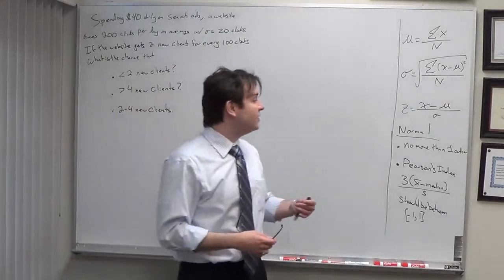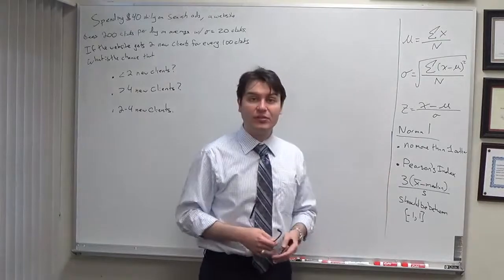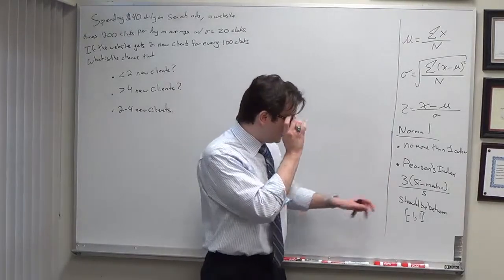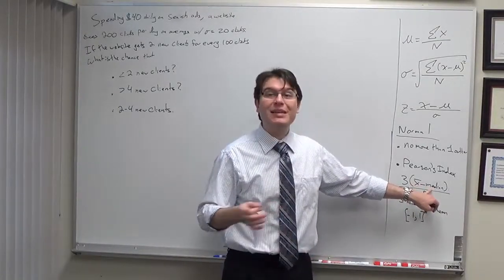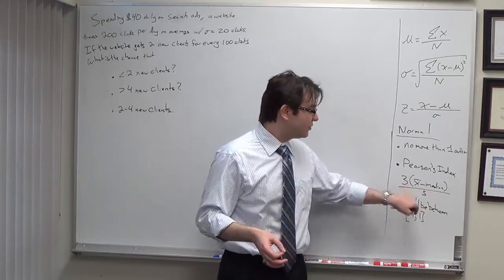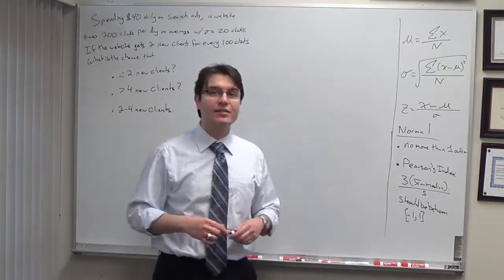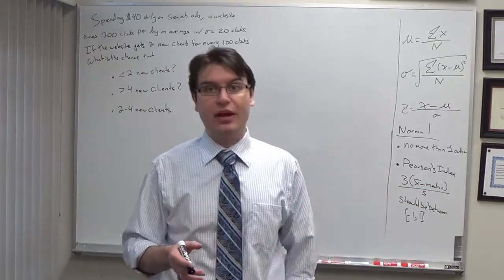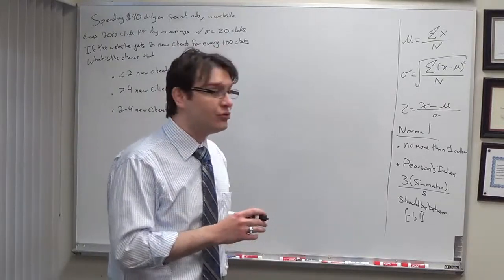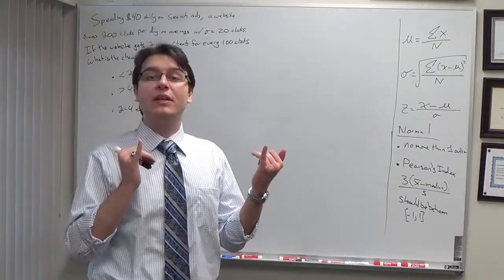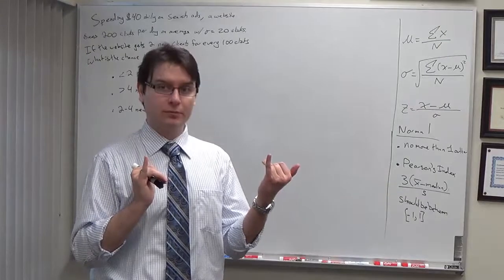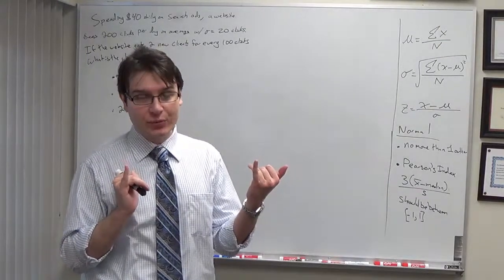But I find one of the easiest things to do is to calculate Pearson's index. You just take x bar minus the median, times 3, and divide it by the standard deviation of your sample. If you do that, that number should be between -1 and 1. If it is, we say it's normal.